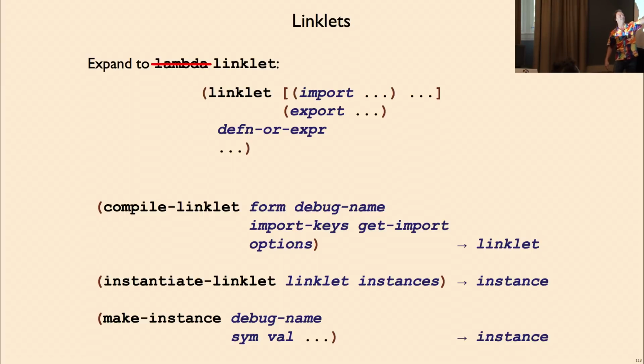Let's just say that's how the expander collaborates with the compiler to give it information to do cross-module optimization. Okay? And then options is boring. Instantiate linklet is kind of like calling a function. That's taking the linklet and turning it into an instance. It's a pretty generic term, but it wasn't used yet. So an instance is basically a hash table mapping names, symbolic names, to these potentially mutable variables.